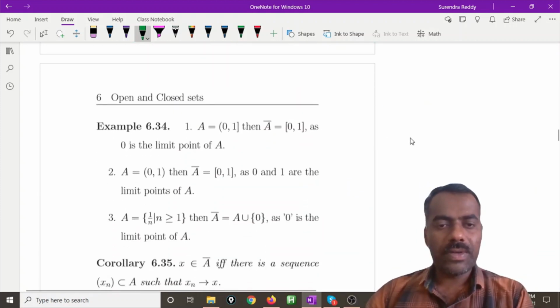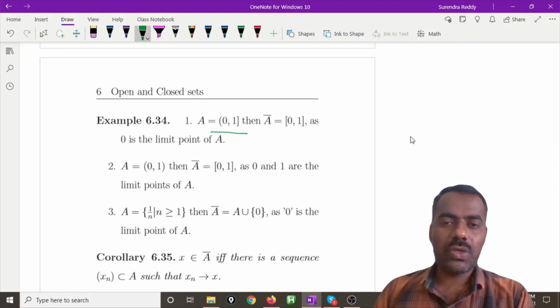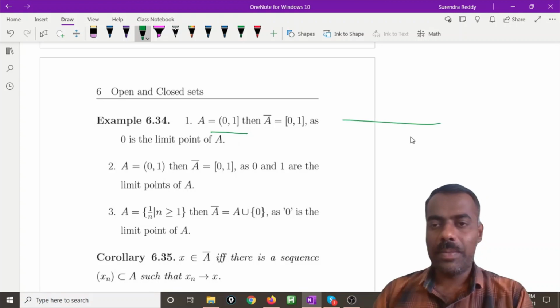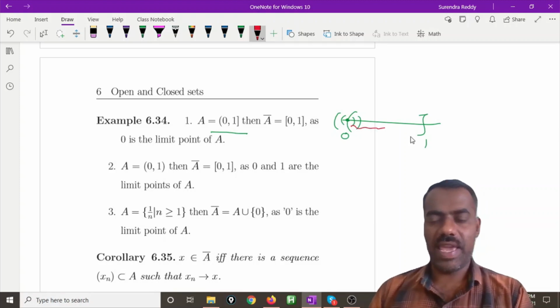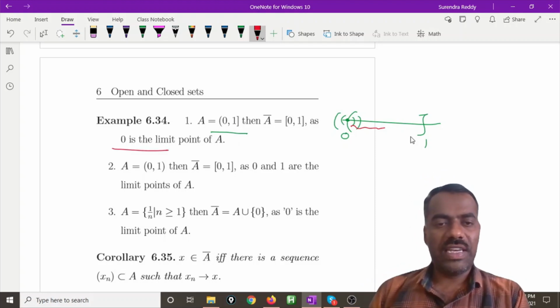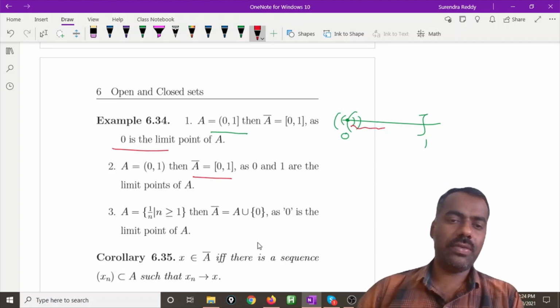Okay, for example, if you take the interval open 0 comma closed 1, then obviously its closure is closed 0 comma 1, because you can see that 0 is a limit point, because however small a ball you take around it, part of the set is there on this side, which always intersects A, right? Therefore 0 is a limit point of this set. If you take the open interval 0 comma 1, then its closure is closed 0 comma 1.